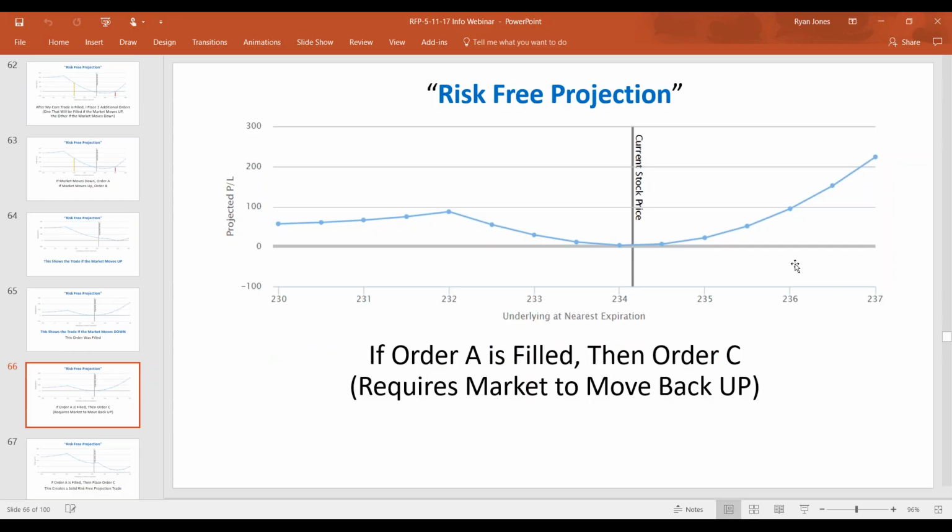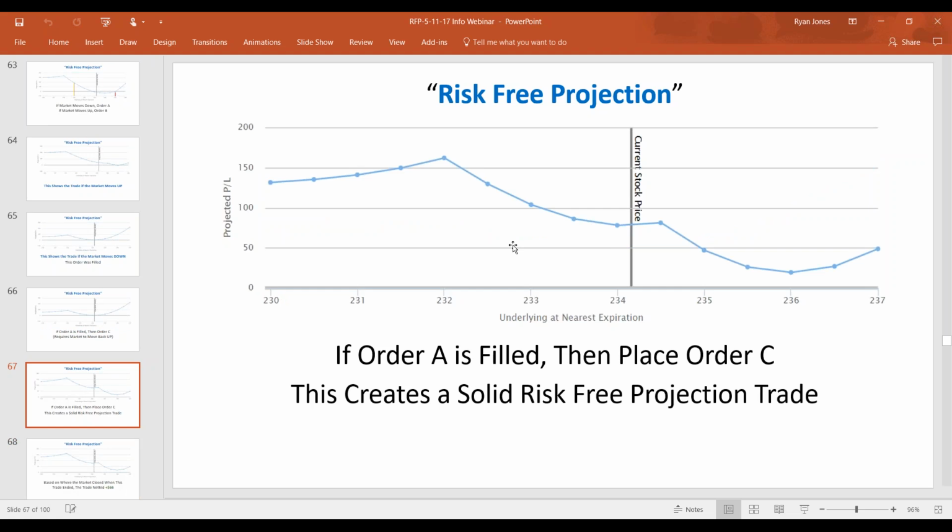So once that happens, right, either A or B order is filled, then you have one more order. And you place that order. And that order requires the market to move back up, right? So if the market continues moving down, you're going to net a profit. You're guaranteed at least a minimum gain of, you know, whatever it is on every trade is different at a certain move to the downside. So you'll make money if the market continues moving down, but this other order is going to require the market to move back up.